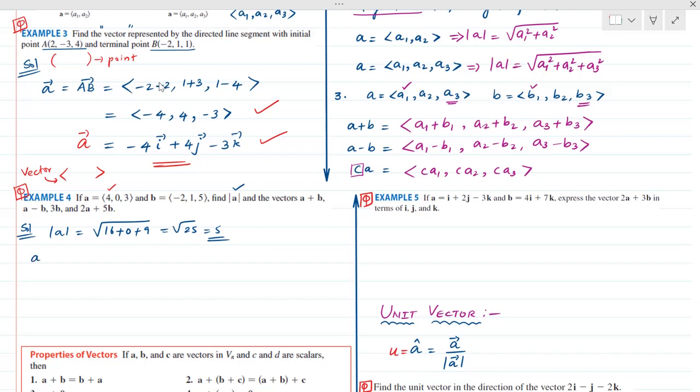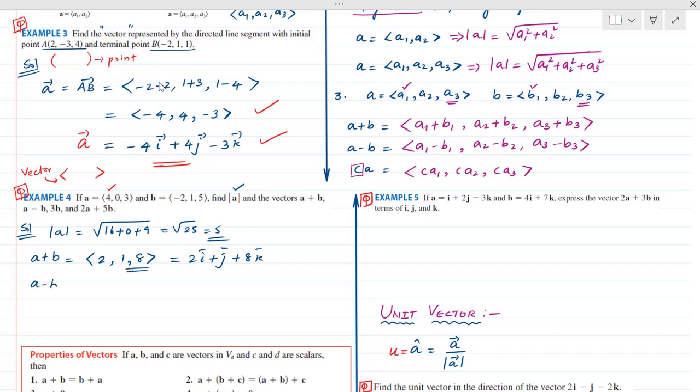Now the next one, A plus B first. You have to add the corresponding terms. So you will get the vector 4 minus 2, which is 2, comma 0 plus 1, which is 1, comma 3 plus 5, 8. Or you can write it in the ijk format, both are the same, plus 8k. So this is A plus B.